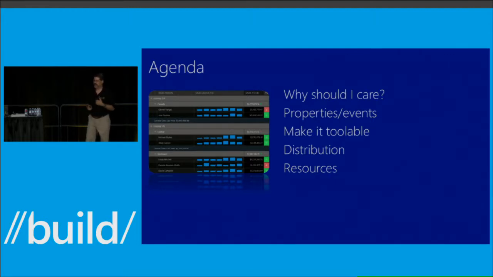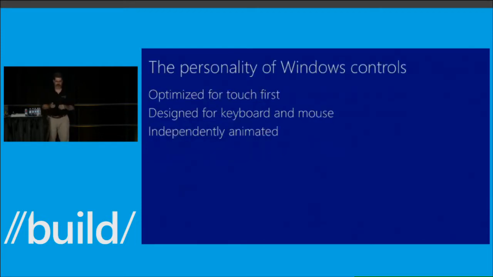We're going to talk about how to make it toolable. It doesn't do any good if it doesn't work with Visual Studio or Blend. Right? We don't want to have to look up a bunch of help documentation and not be able to see IntelliSense and things like that. We're going to talk about how we distribute it, and then, of course, the obligatory resources page.